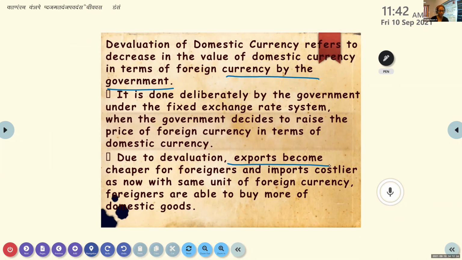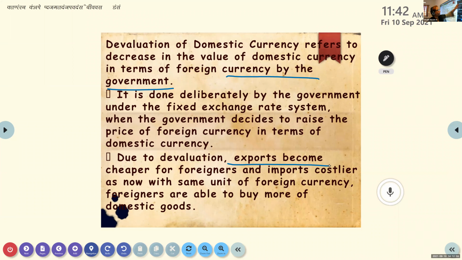Now, fixed exchange rate. What do you mean by fixed exchange rate? Aparna? Ma'am, it refers to a system in which the exchange rate for a currency is fixed by the government. Government. Okay. Next, what do you mean by floating exchange rate? Femina? Ma'am, it refers to a system in which the exchange rate is determined by market forces, that is demand and supply.